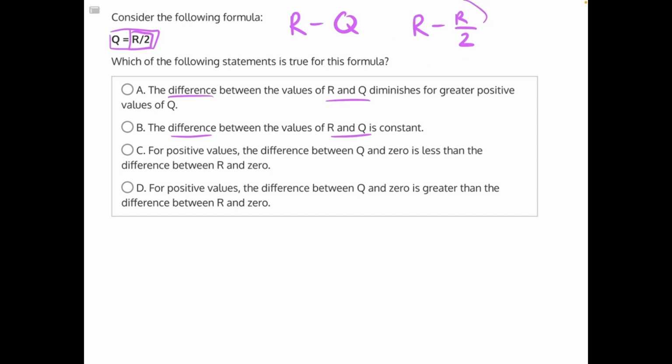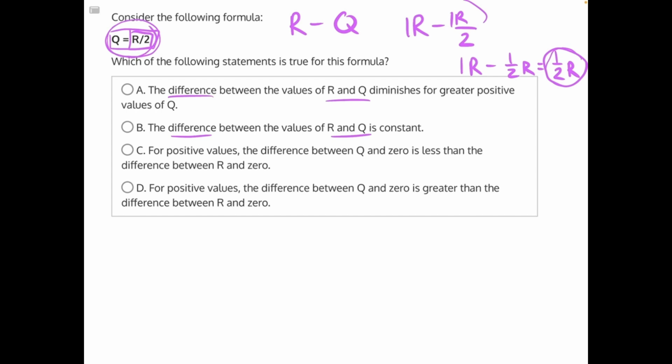If it exists in math, there's always one of them. So this is really 1R minus 1/2 R. 1 whole minus 1/2 will just equal 1/2. So the difference between R and Q is equal to the value of Q, right? 1/2 R is the value of Q, and it is also the value of the difference.